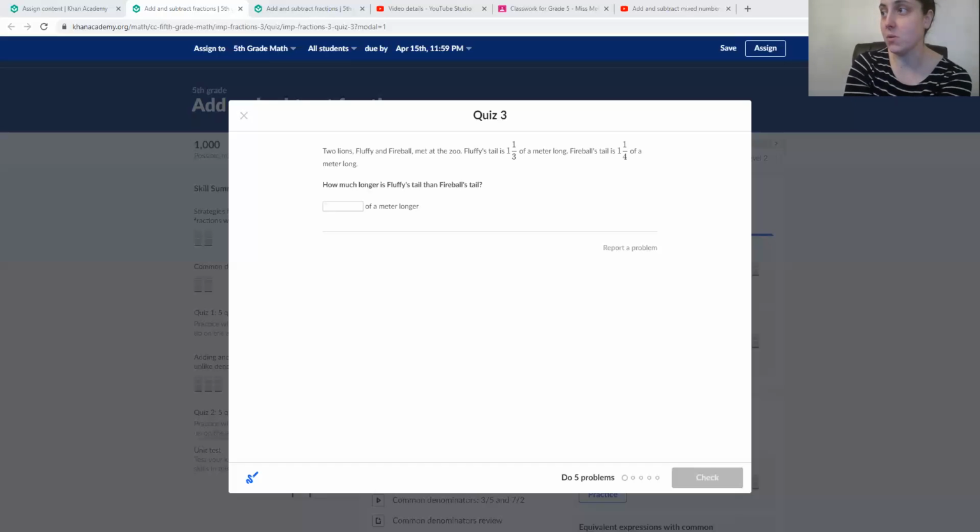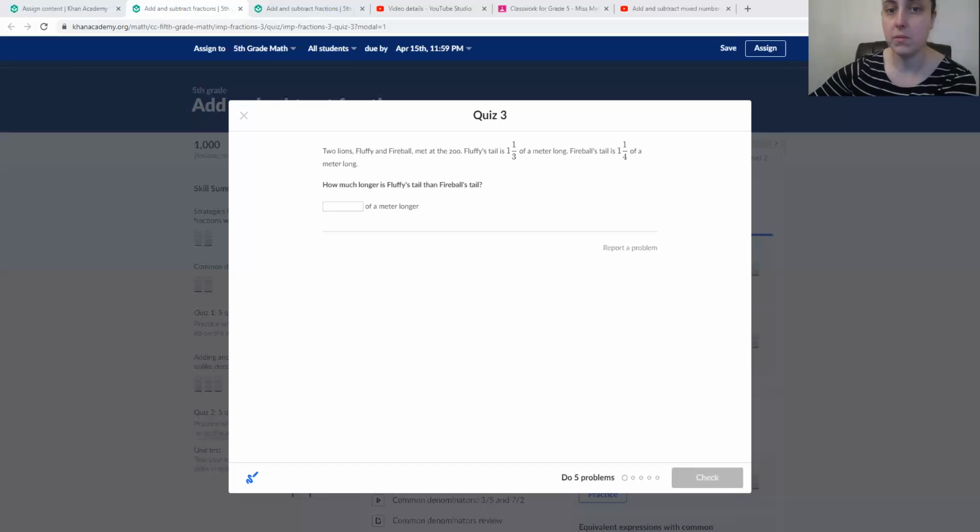So the next thing is, which number do we start with? Whose tail is longer? We're going to start with the tail that is longer. How much longer is Fluffy's tail than Fireball's tail? Since they're saying Fluffy's tail first, we're going to say that Fluffy's tail is longer. So Fluffy's tail is 1 1/3.